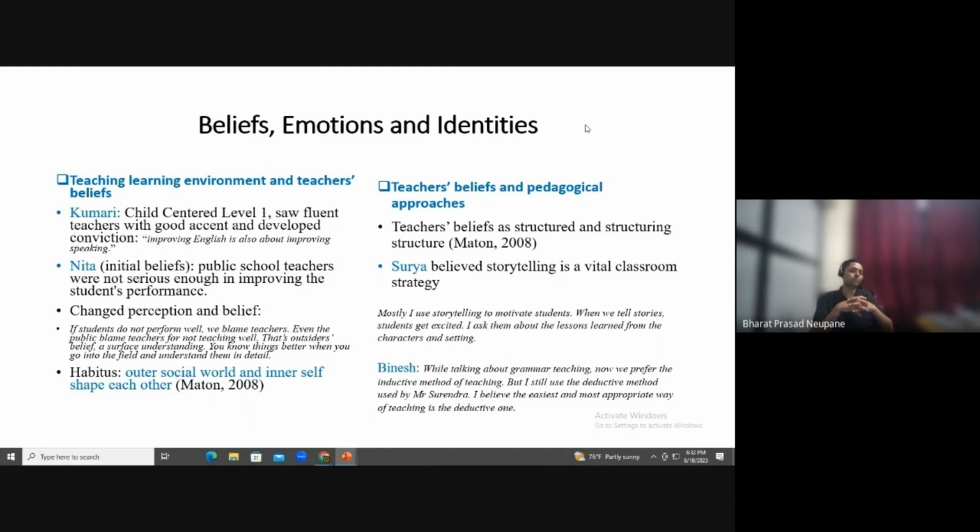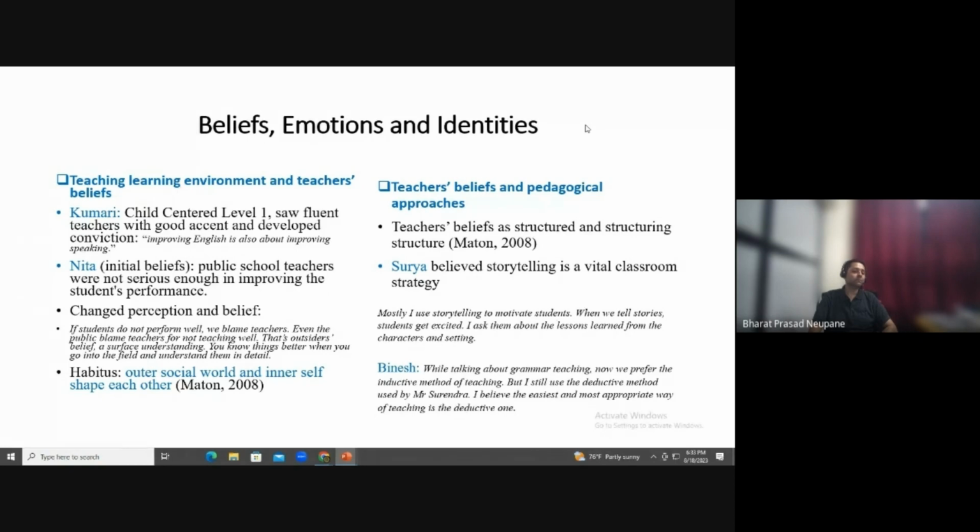One of my participants, Kumari, shared that she received one opportunity to take part in child-centered level 1 training during the formative phase of her career, and when she happened to see some of the teachers who were very fluent, who had good English with an accent near to native speakers, she developed the conviction that improving English is also about improving speaking. So the environment that she got, the training opportunity that she got, has influenced her belief, and that belief has influenced her in investing in her identity, right?